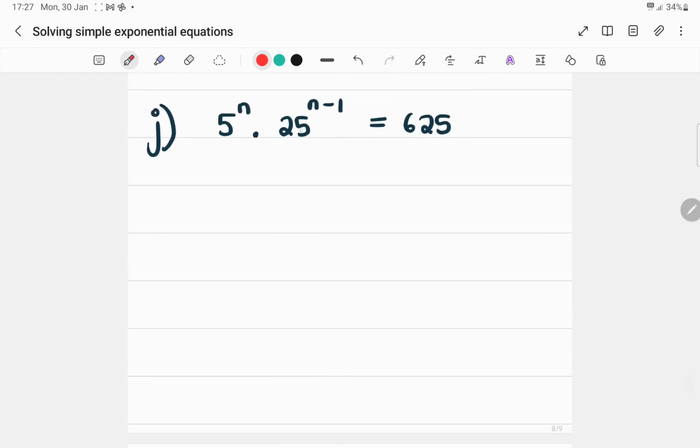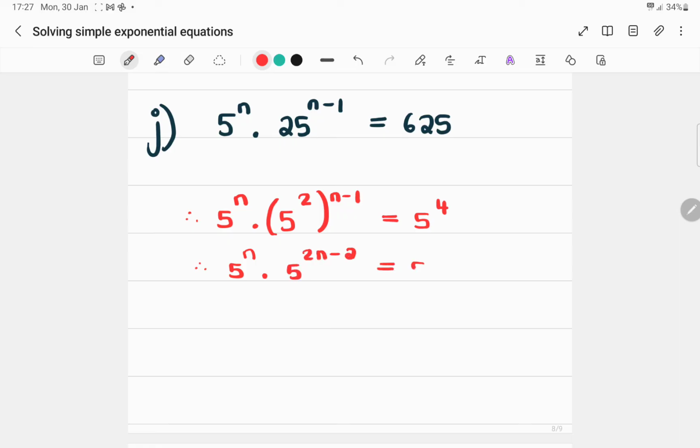Okay, so now we've got 5, 25, and 625. Luckily, we know that they're all prime bases of 5. So thus, I'm just going to make them all a product of their primes. 25 becomes 5 squared, all raised to the power n minus 1. And if you put 625 into your calculator, you get that it's 5 to the power of 4. Okay, then I'm going to simplify that bracket times 5 to the power 2n minus 2 is equal to 5 to the power of 4.